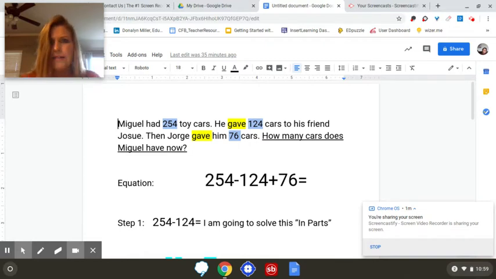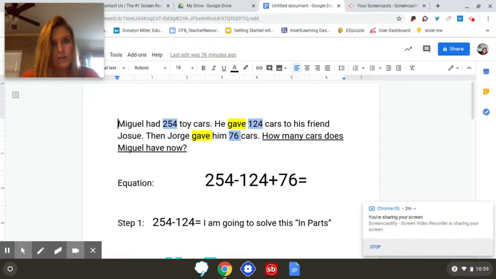So what was it? Was he given cars? Or did he give out cars? Or did both happen? Remember, one situation is a subtraction problem, and one situation is an addition. Remember, we can also have more than one situation in the problem. So let's figure out what we're doing.